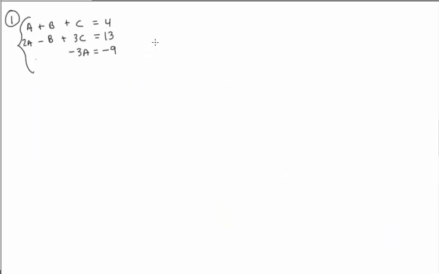We're going to discuss Cramer's rule next. In Cramer's rule, we do something similar as the row echelon form. 1, 1, 1, 4, 2, -1, 3, 13. These are the coefficients. -3, 0, 0, -9. Like this. So I'm going to solve for one of them, just so you get the point. Let's suppose we're solving for A.